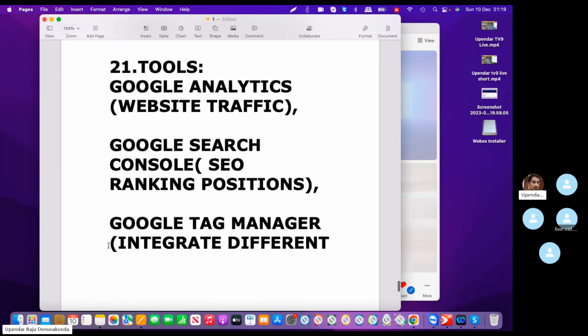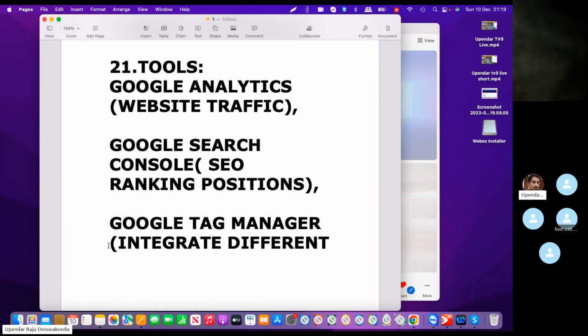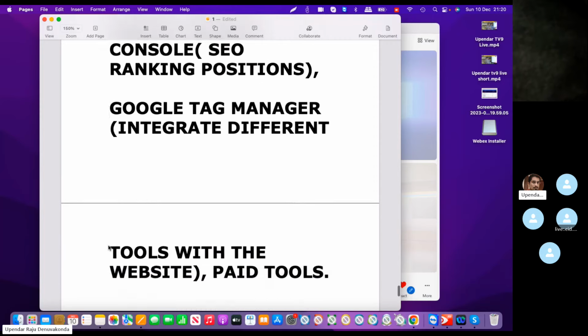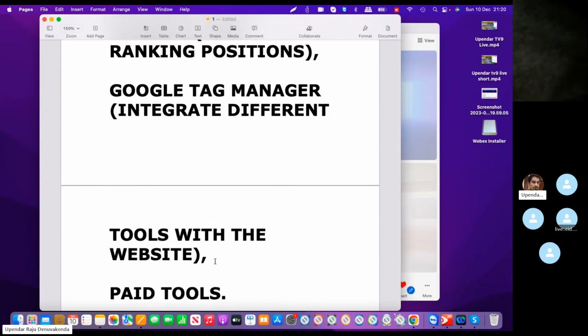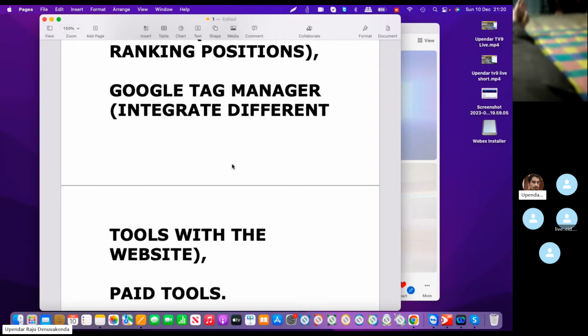So Google Analytics, you use it to find out website traffic, Google Search Console is to know your SEO ranking positions, and Google Tag Manager is to integrate different third-party tools with the website. Along with that, there are a lot of paid tools, and going forward, we will discuss these paid tools also, which are involved as a part of digital marketing. I hope it is very clear, guys.